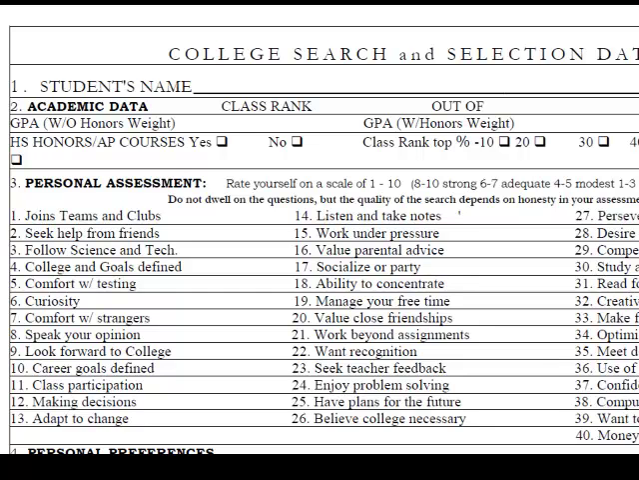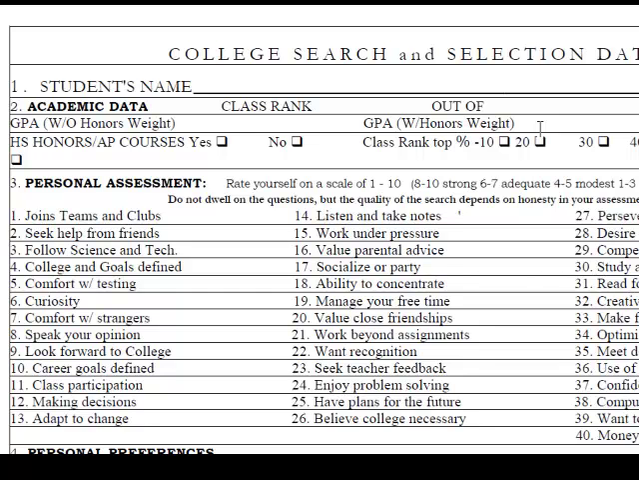I find a lot of times students don't even really know their academic data, what their class rank is. It should be in the form of number so-and-so out of so many students. You should know your GPA. The first one says without honors weight. Then it shows your GPA with the honors weight.